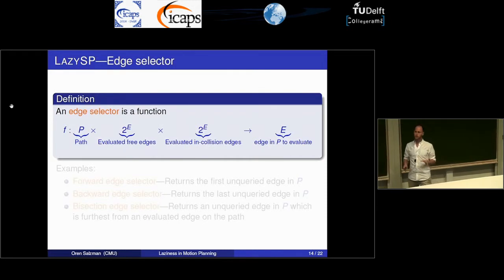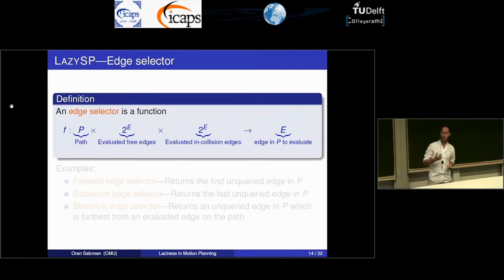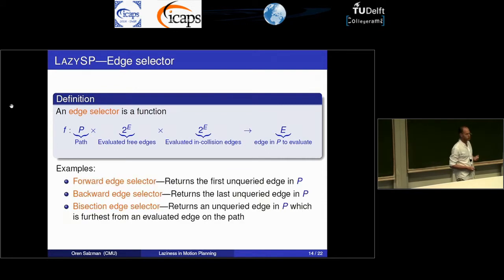What is an edge selector? Let's formally define this. An edge selector is basically a mapping. We get a path, and we have the set of edges that are already known to be collision-free, and the edges that are known to be in collision. And we need to return the next edge that we want to evaluate along this path.